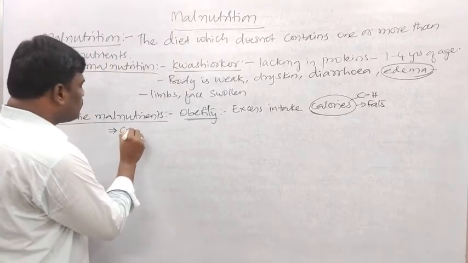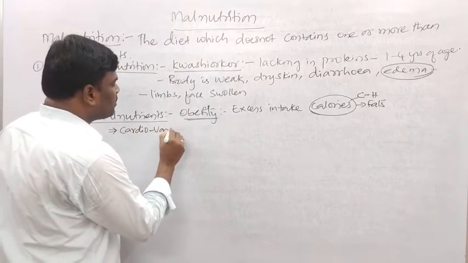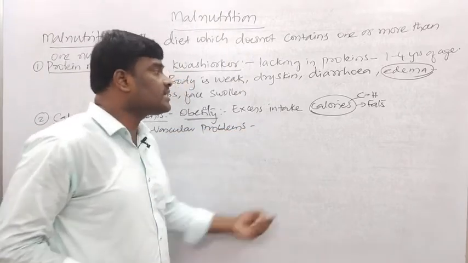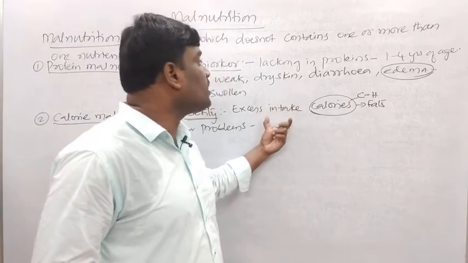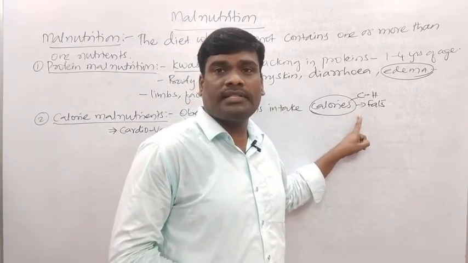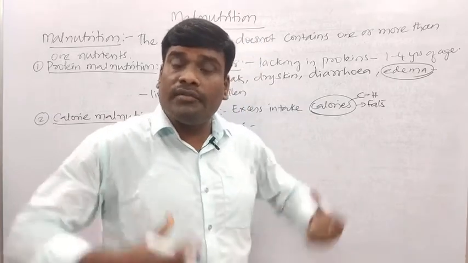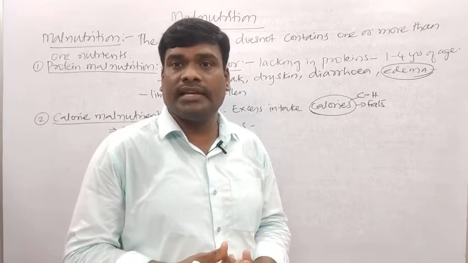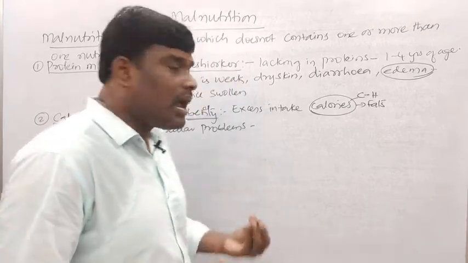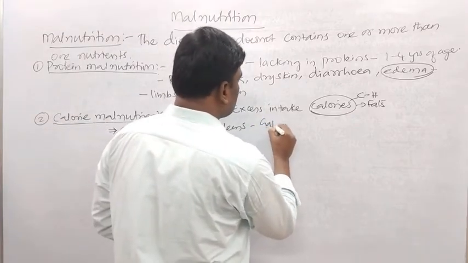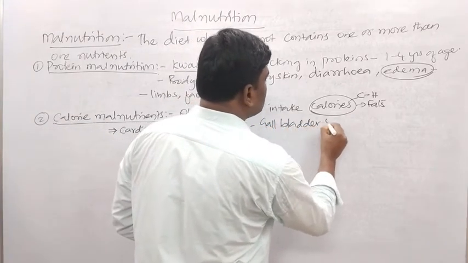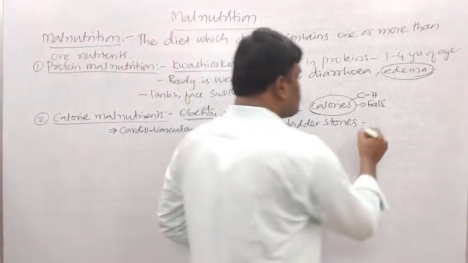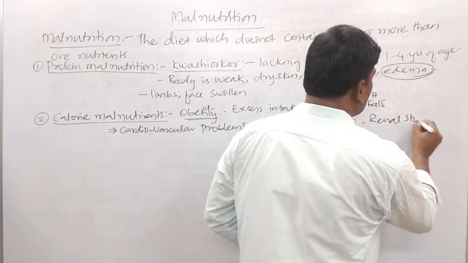Cardiovascular problems, isn't it? And not only this, the people who take excess of fats, children, isn't it? Our human digestive system cannot digest the excess of fats, isn't it? So as a result, gallbladder stones also can be seen. Gallbladder stones. And not only this, renal stones also can be seen. Renal stones. That means what? Stones in the kidneys.